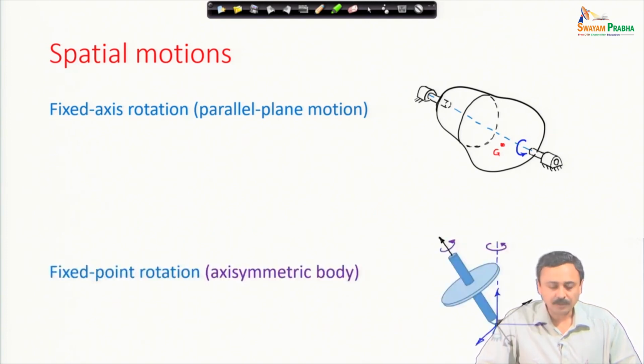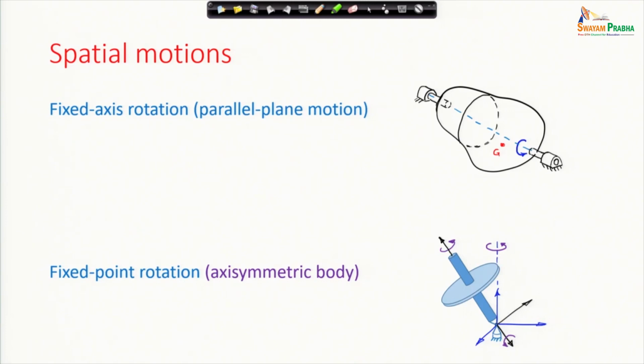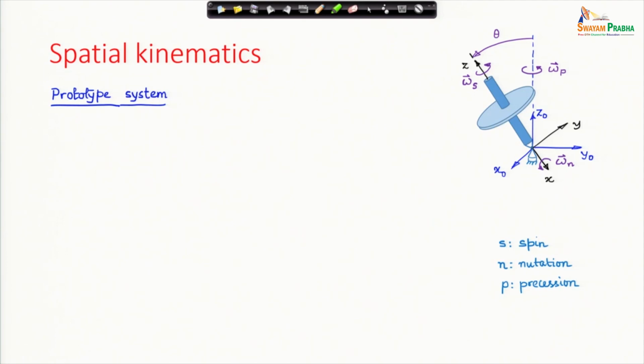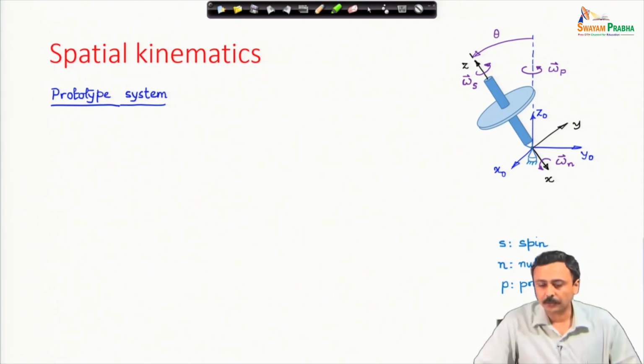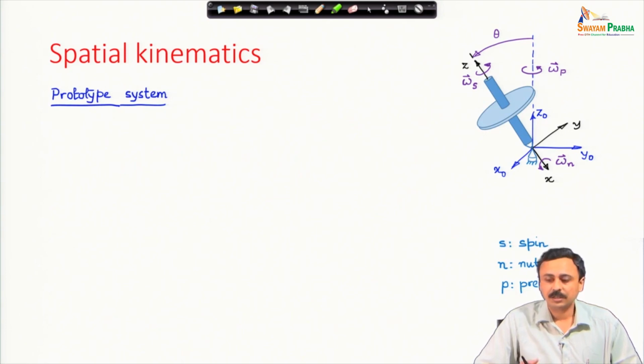The other is fixed point rotation, rotation of an axisymmetric body about a fixed point. The next would be completely free motion of a rigid body, that we are going to discuss a little later. We are going to start with this prototype problem of rotation of a symmetric body about a fixed point. The parallel plane motion we will discuss a little later.